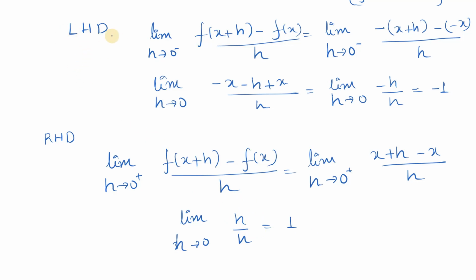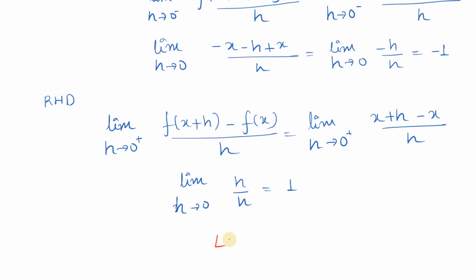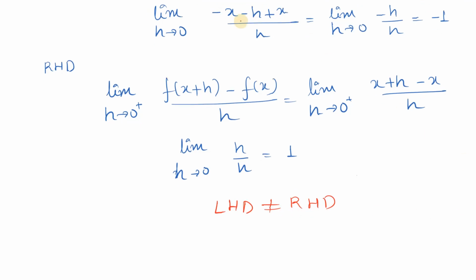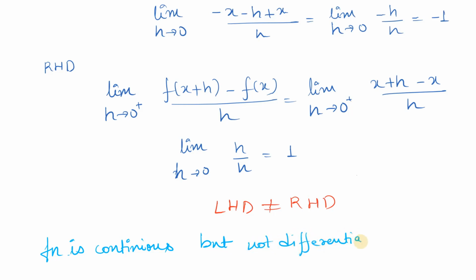Now we see here that the left hand derivative is -1 and the right hand derivative is 1. So the left hand derivative is not equal to the right hand derivative. They don't agree with each other. That's why we say that the derivative does not exist. I know it is a little confusing, but we can say that the function is continuous but not differentiable.